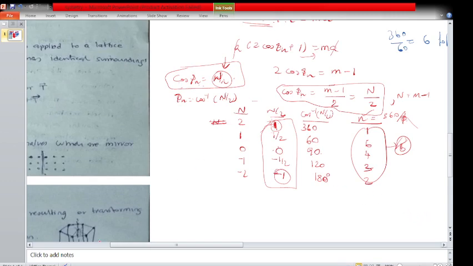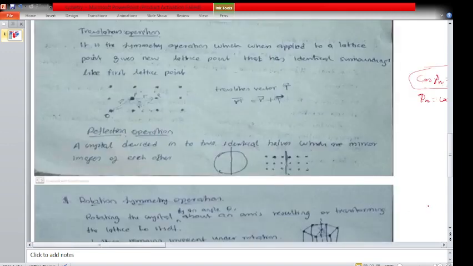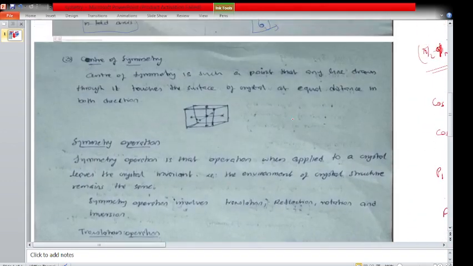Okay, now we'll go to the next symmetry, that is the center of symmetry. Center of symmetry is much more simple. If you consider a crystal structure, and the center of it, for example this cubic structure, the center of symmetry is a point such that any line drawn through it touches the surface of the crystal at equal distance. So you consider this center, draw a line to this side, draw a line to the opposite side, and that too will touch the plane of the crystal at the same distance.